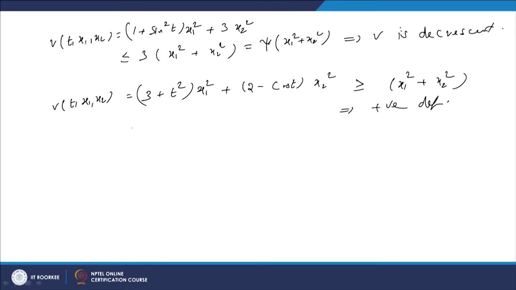But we cannot find any surface such that it is less than or equal to xi of x1 squared plus x2 squared. It is not possible, because as t tends to infinity, this coefficient keeps on growing towards infinity. So, it cannot be bounded by any such function of class K. So, it is not decreasant.